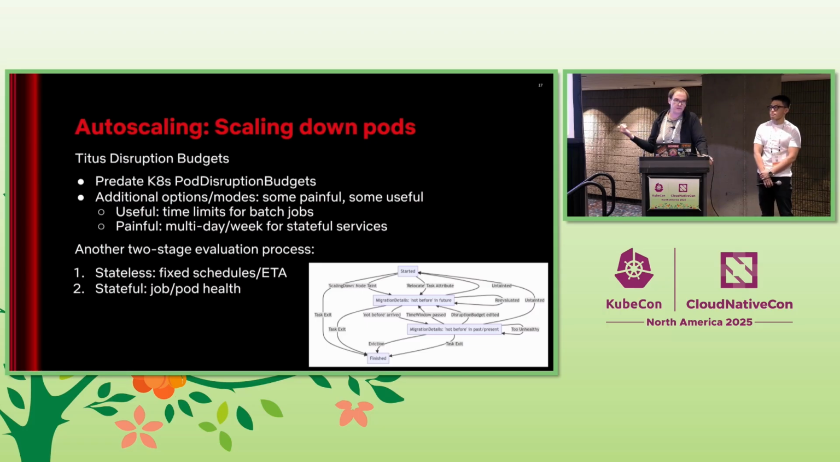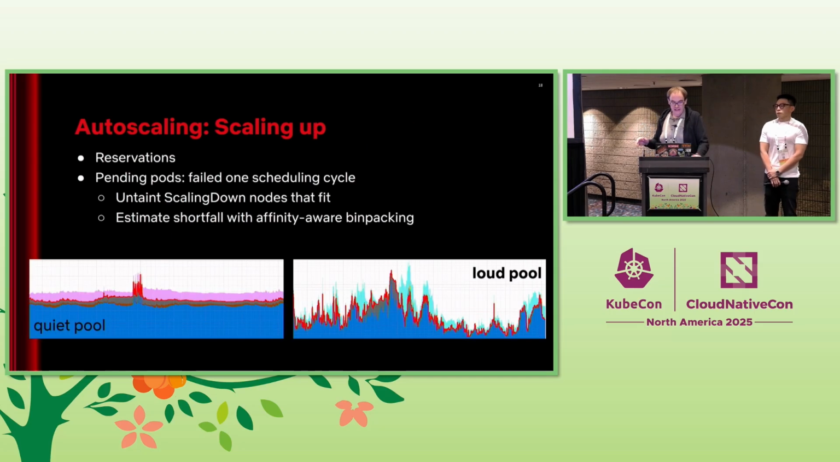we'll go on to the stateful evaluation where we'll say, oh, this pod wants like 95%, or this job wants 95% of its pods to be up. And if we terminated this pod, we would be exceeding that limitation, so we won't touch it. So once something is past both of these checks, then we would terminate the pod, and that would bring the scaling down node a little closer to being cleaned up.